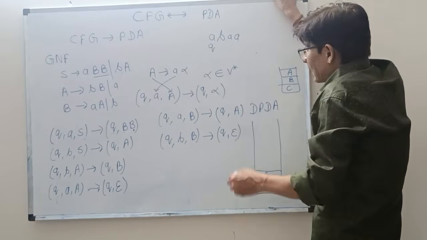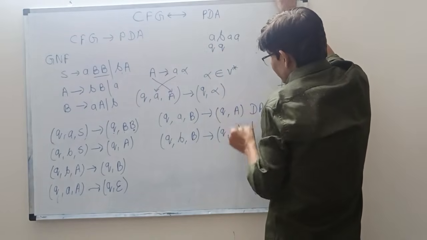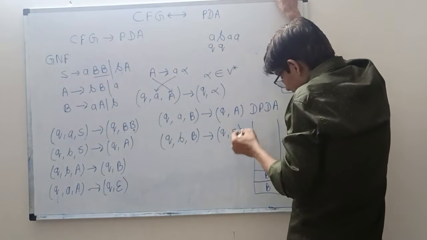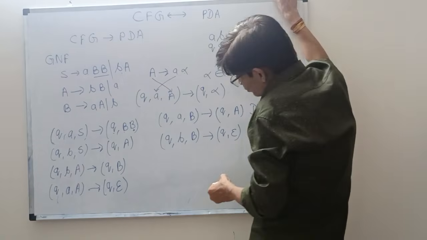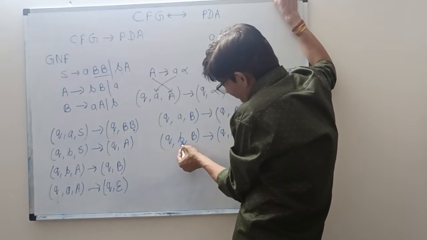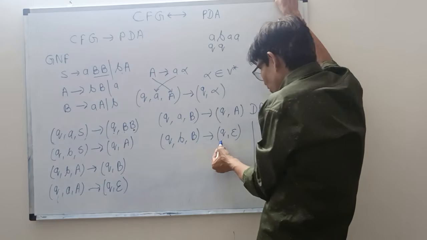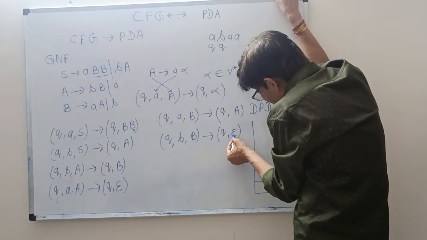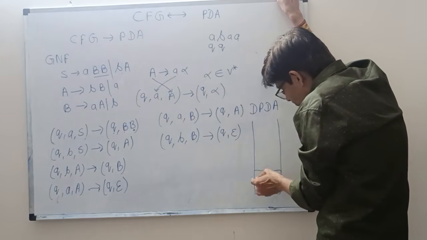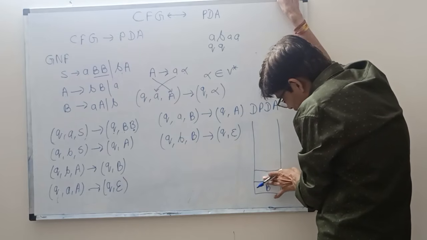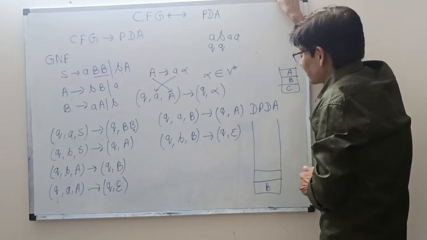Now I'm in Q again. I'm reading B and the stack top is B. So what can I do? I can pop one element from the stack. So I can pop this B from the stack.